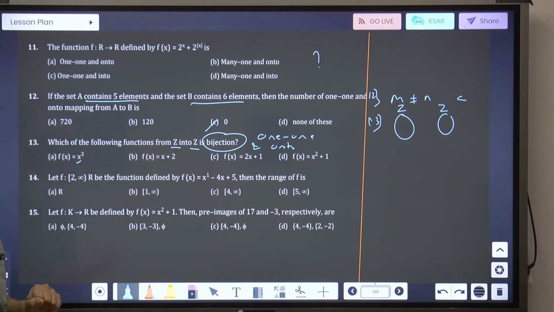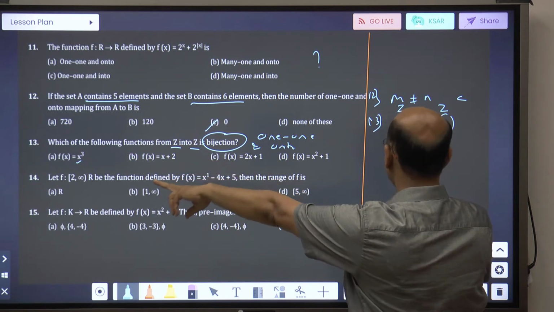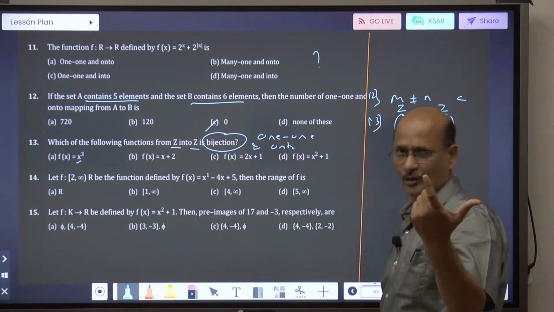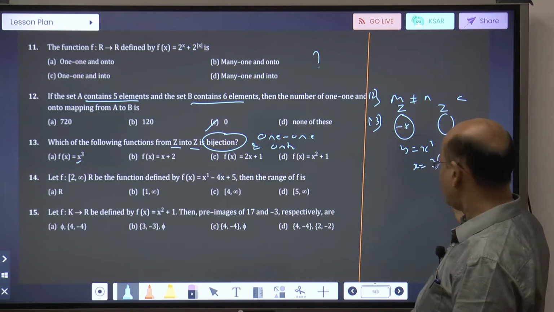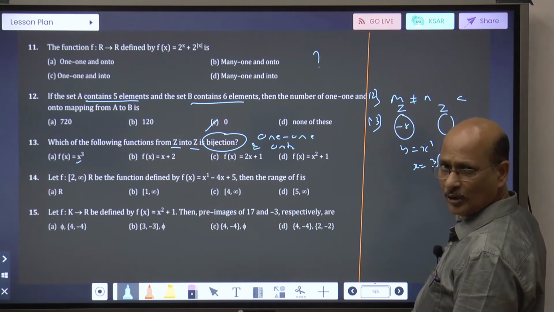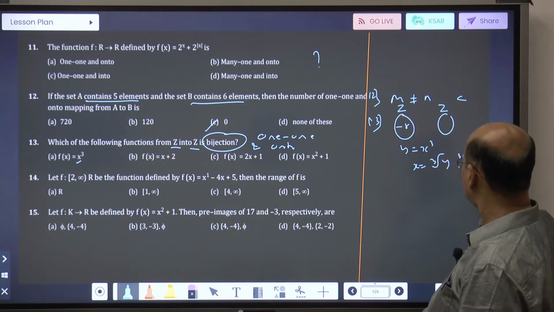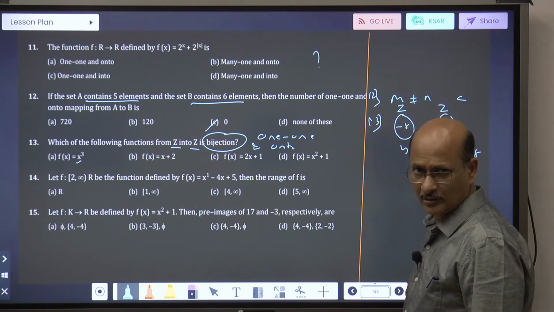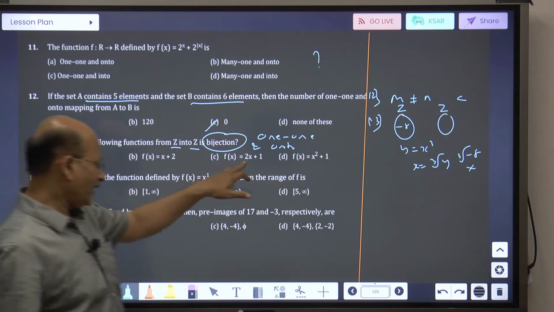But what about onto? Here you have the set of integers, minus 8, correct? So if I write y is equal to x cube, then x is nothing but the cube root of y. To check onto, you have to write x in terms of y. So the cube root of 8 is 2. But what is the cube root of minus 8? Minus 2. So it does not work, right? This possibility is 100% not possible.